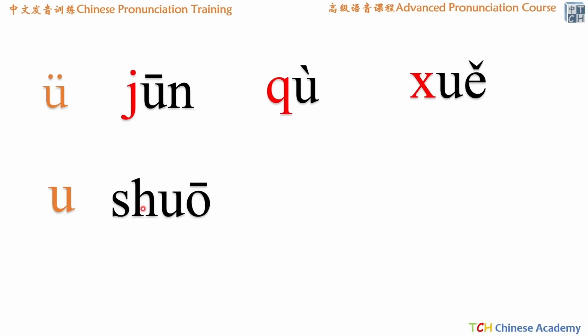In this pinyin, the initial is sh. So this is pronounced uo. So sh, uo, shuo, to speak. And this one goes with the initial b. So this one is pronounced u, second tone. B, u, bu. And this one, the initial is z. So z, uo, zuo, to do.